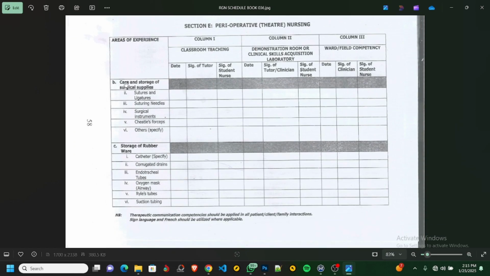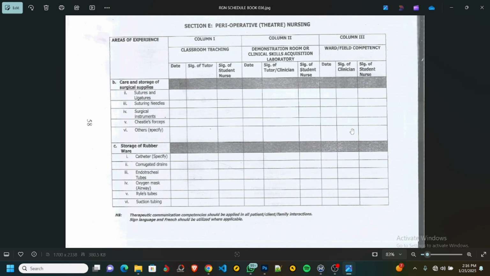We'll be looking at the next one, which is also under perioperative nursing. We have these ones, care and storage of surgical supplies. You have the sutures, you have the suturing needle, you have the surgical instruments, the shuttle forceps, and other ones that they use for surgery. You'll be taught all these things in the classroom. So just as it is, the day that you were taught in classroom, you write that particular date, you sign as a student, then the tutor also signs. Then if you have demonstration, you write the date for the demonstration, you also make sure you sign, and then the clinician or the tutor signs.